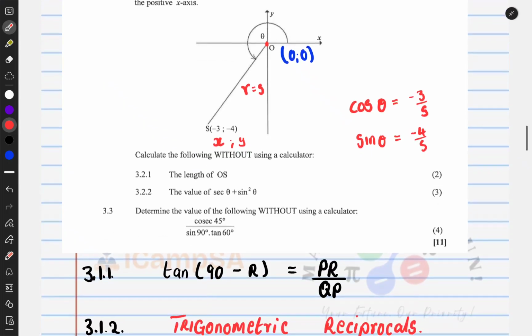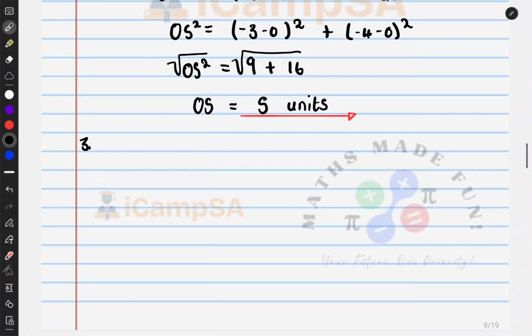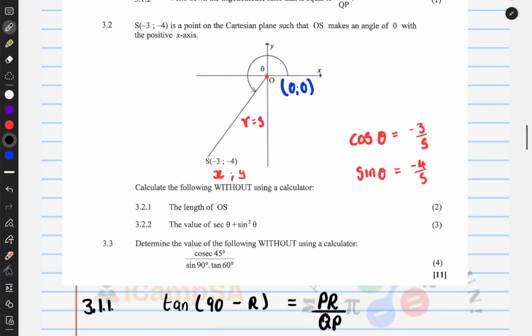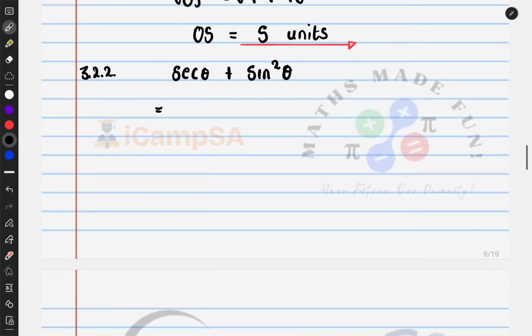Once we have this, we can go to 3.2.2 and determine the value of sec theta plus sine squared theta. So for 3.2.2, we are asked to determine the value of sec theta plus sine squared theta. This is going to be equal to sec theta. We calculated cosine theta and we found it to be negative 3 over 5. So the reciprocal is going to be negative 5 over 3. We take the denominator and we make it the numerator. So the reciprocal, which is sec theta, is going to be negative 5 over 3.